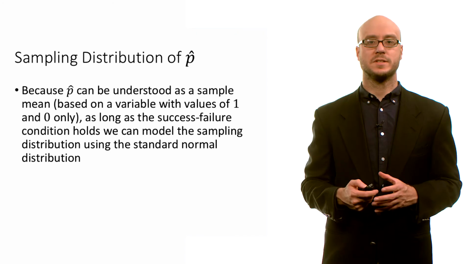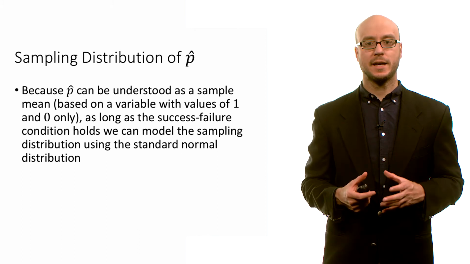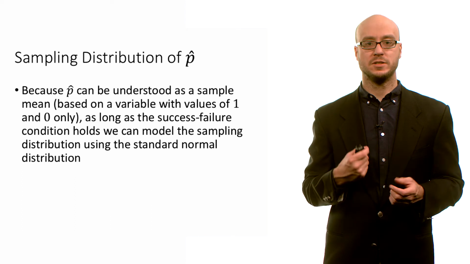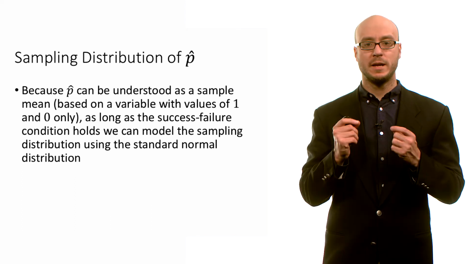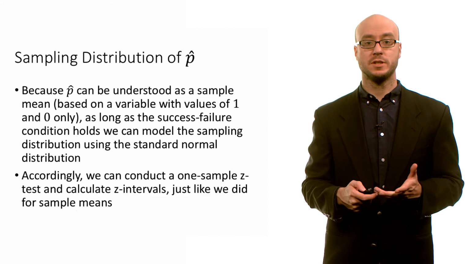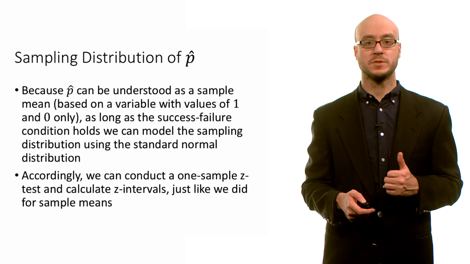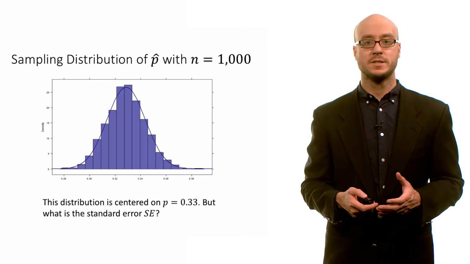We just learned about the sampling distribution of p-hat, the sample proportion. Because p-hat can be understood as a sample mean, assuming that we're working with a variable with values of 1 and 0 only, and as long as the success-failure condition holds, we can model the sampling distribution using the standard normal model. Accordingly, we can conduct a one-sample z-test and calculate z-intervals, just like we did for sample means.